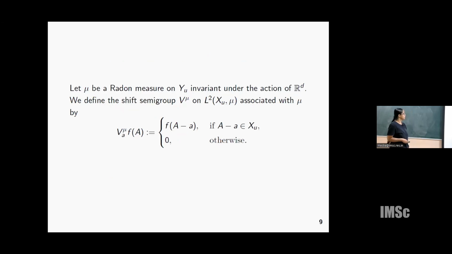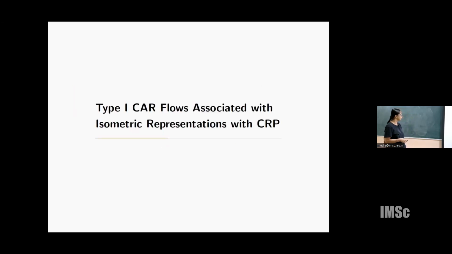So we define a representation of P on L2 of X_U. We look at X_U and a Radon measure mu on Y_U invariant under the action of R^d on Y_U, and we define the shift semigroup V^mu on L2 of X_U, mu associated to mu by V_a^mu is shifting by a. This is similar to the shift that we have earlier defined on 0 to infinity. You can look at Y_U as real numbers and X_U as the non-negative real numbers. Then this is very similar to that.